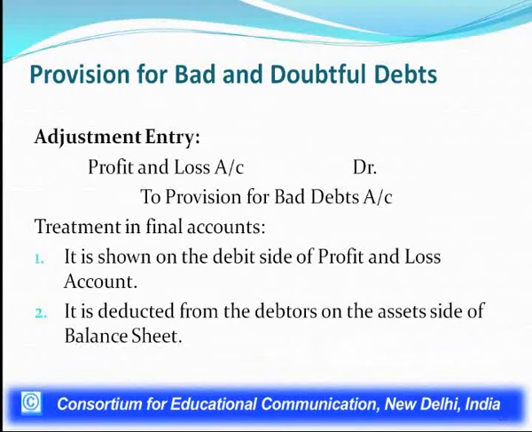First, being a loss, it is to be shown on the debit side of profit and loss account. And we need to show the assets and liabilities at their correct value. So this amount which we are expecting to become bad, we shall deduct the provision for bad debts amount from the debtors on the asset side of balance sheet.